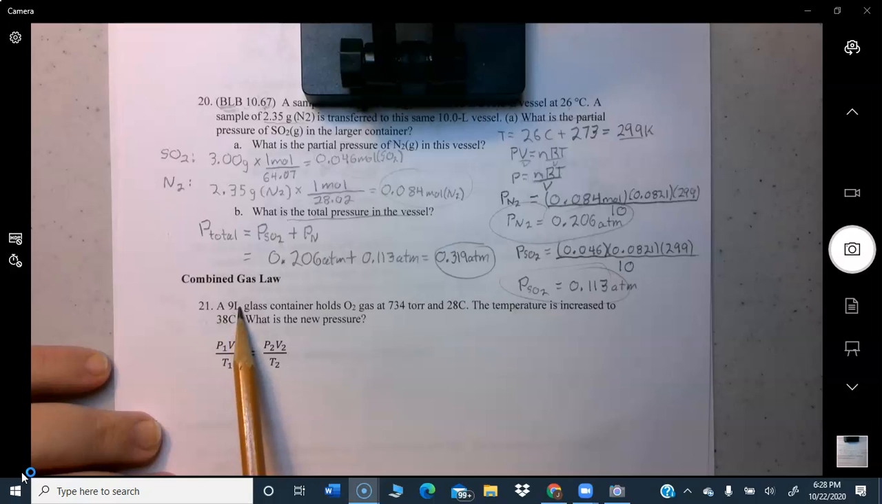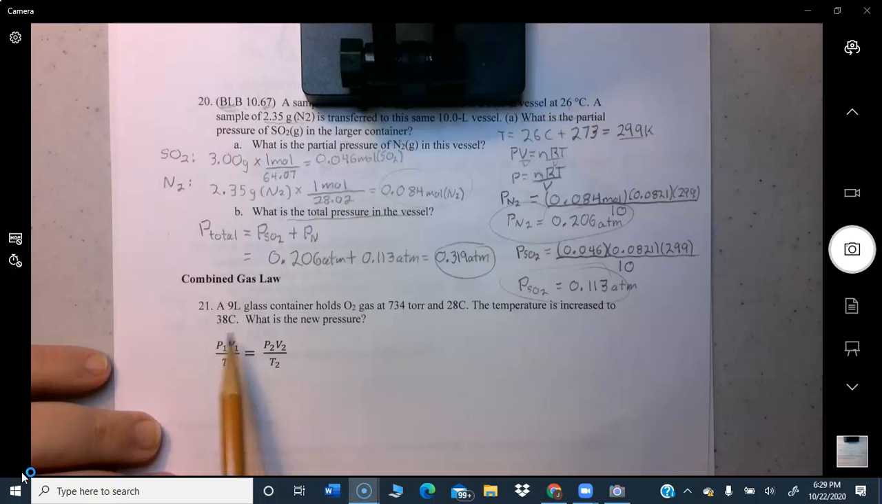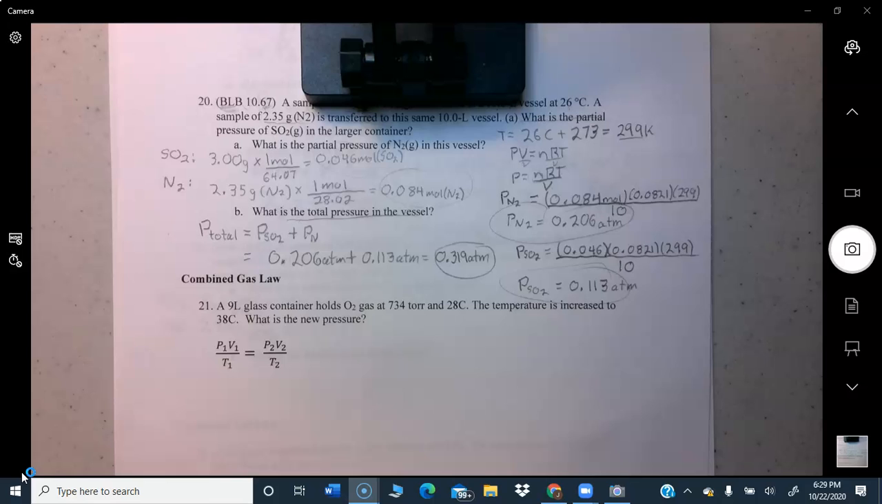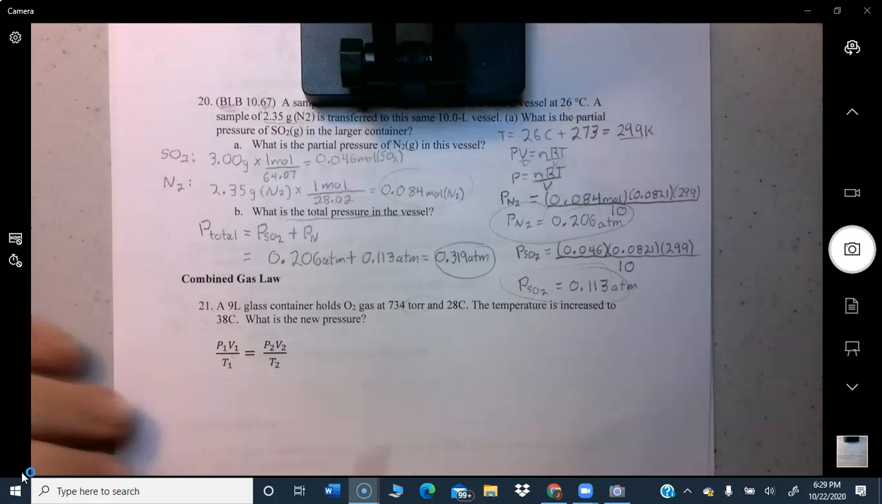So a 9-liter gas container holds O2 gas at 734 torr and 28 degrees C. Now notice something about this question. There's no gas constant here which has the units of measure already set up. You don't have liter atmosphere over mole Kelvin. So you can go ahead and work this problem in torr. That's perfectly acceptable.